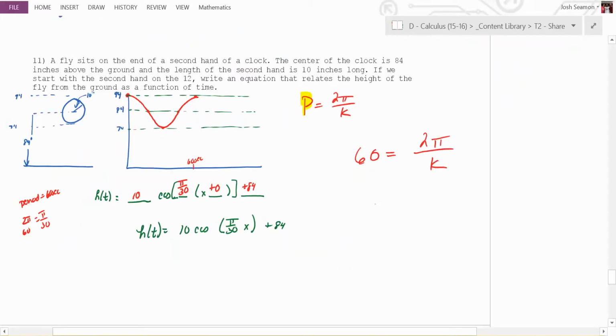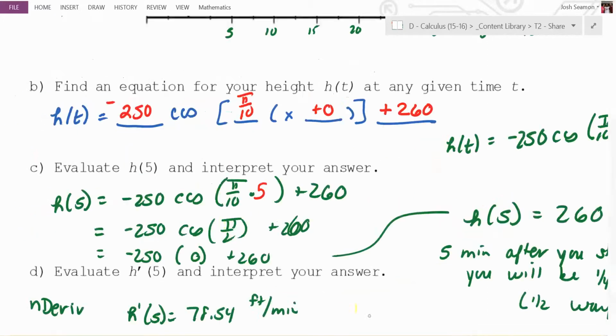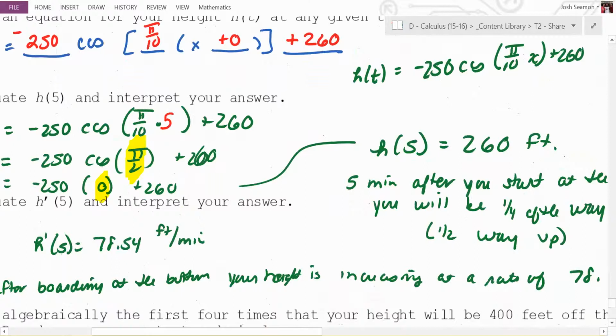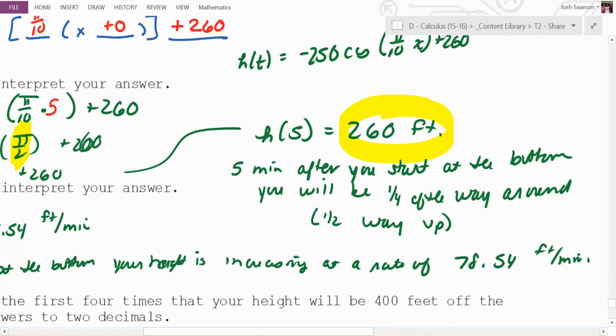Over k. So we have k is equal to 2 pi over 60, so equals pi over 30. There it is. So then where does that go? Right there. Do you need a calculator to evaluate that? What's cosine of pi over 2? No, it's on the board and you need to memorize it. It is 0. Cosine of pi over 2 is 0. You have to memorize that. So you end up with 260.